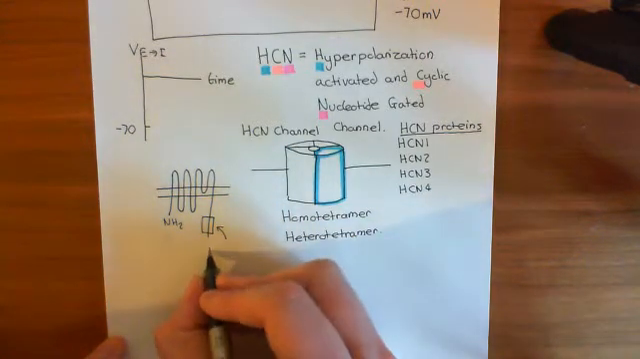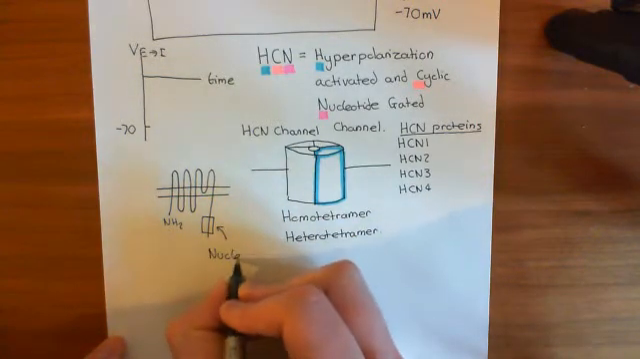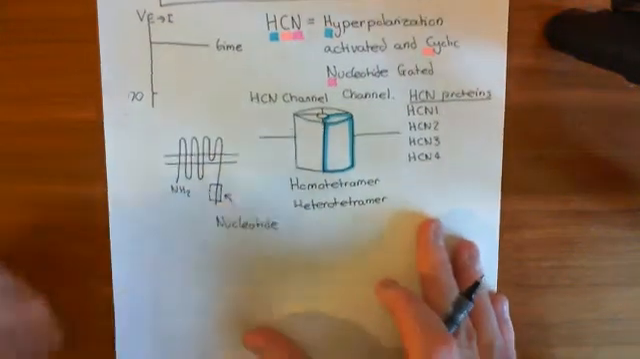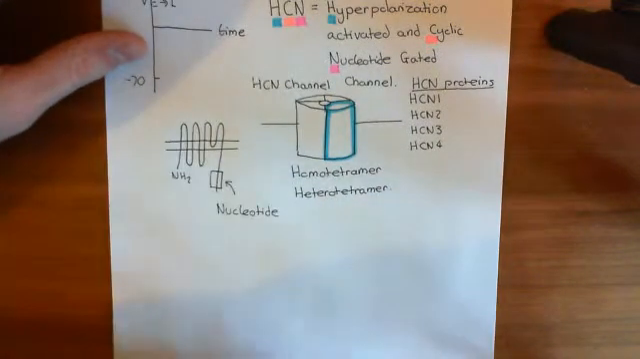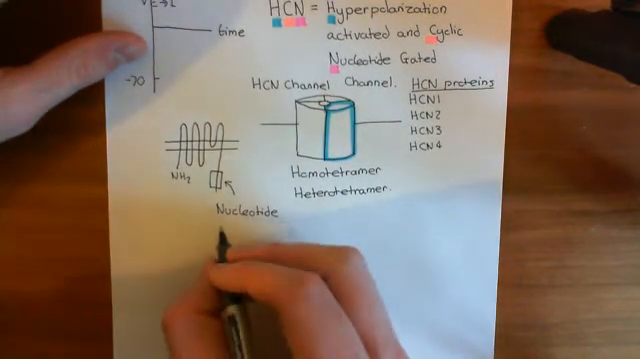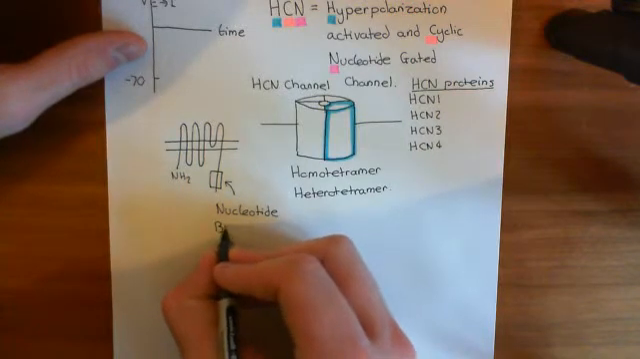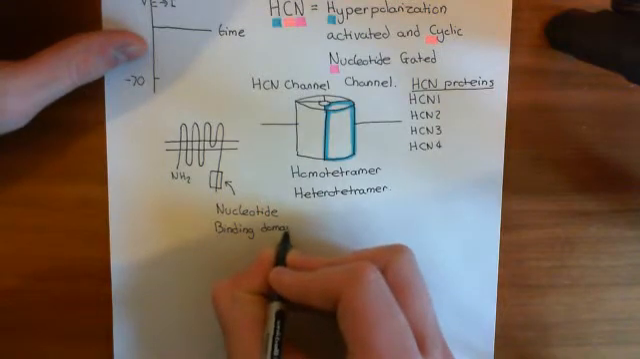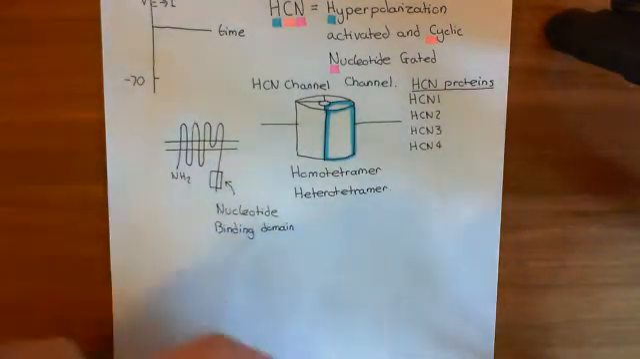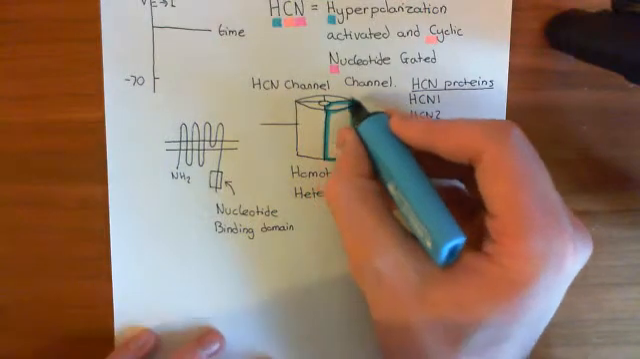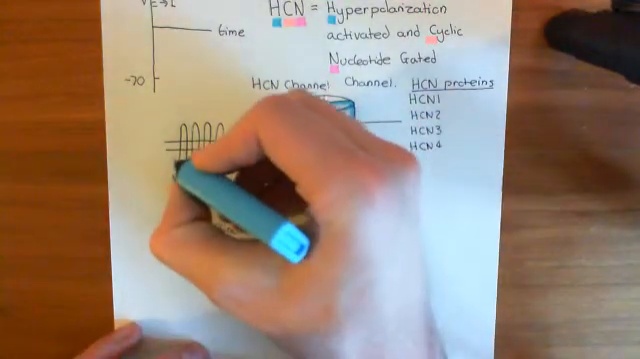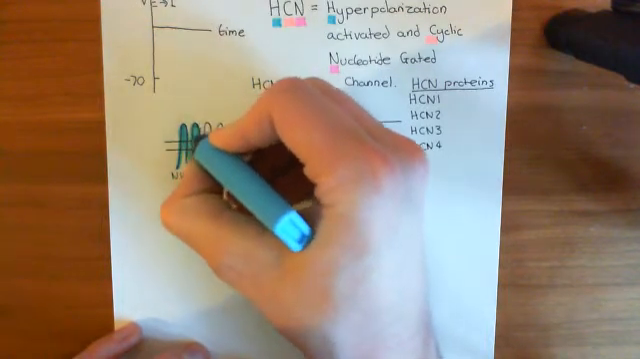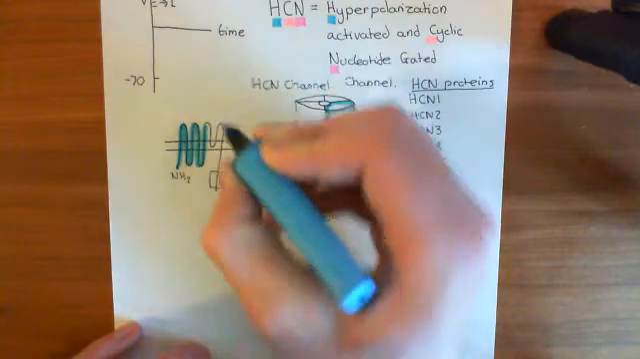I'll label this, because this will be important later when we come to discuss how beta-adrenergic stimulation increases the heart rate. So this is the nucleotide binding domain. Now let me colour this in to make it look a little more interesting. We'll colour it in blue because we'll stick with this convention of a single subunit being in blue. So this is all one HCN protein. This is the polypeptide basically.